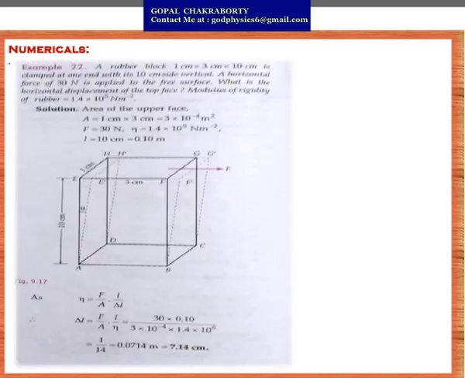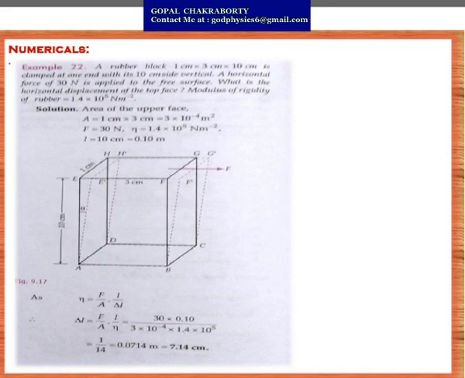Here is another problem. A rubber block 1 centimeter into 3 centimeter into 10 centimeter is clamped at one end with its 10 centimeter side vertical. A horizontal force of 10 Newton is applied to the free surface. What is the horizontal displacement of the top face? The modulus of rigidity of rubber is given as 1.4 into 10 to the power 5 Newton per meter square.